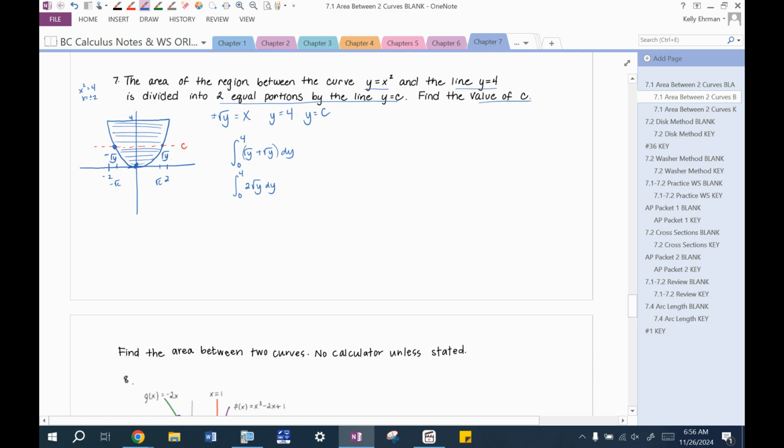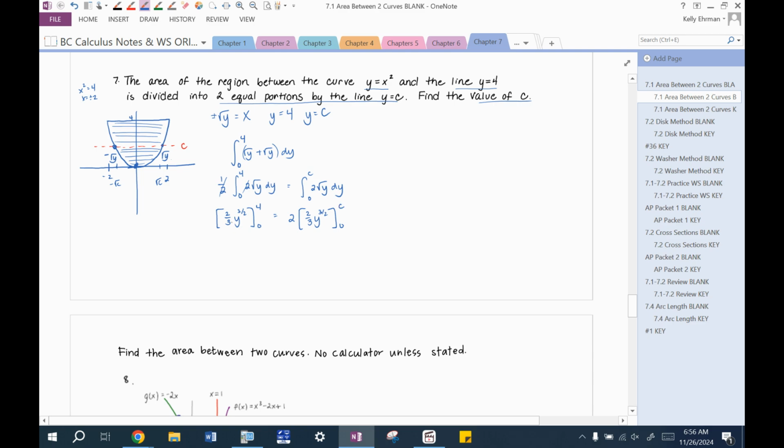And what are we trying to figure out? Well, if we take half of that area, that's equal to the area from 0 to c, or I could have done c to 4, but I think 0 to c sounds easier, of the same exact thing, 2 radical y dy. And this is kind of nice because 1/2 times 2 cancels out. So now we're doing the integral from 0 to 4 of radical y. So that becomes 2/3 y to the 3/2, evaluated from 0 to 4. And then this has an extra 2 out there, 2/3 y to the 3/2 from 0 to c.